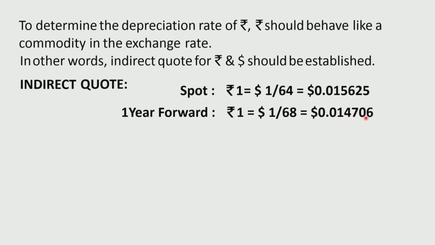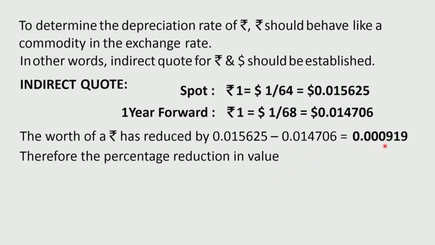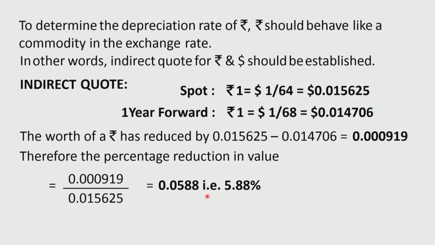And we find that this expected value after 1 year is less than the spot value of rupee. As a result, rupee is definitely depreciating. So we would write the worth of a rupee has reduced by 0.000919. So this is the reduction in the value of rupee on the base value of 0.015625. So the percentage reduction would be 0.0588, that is 5.88%. This is how you would determine the depreciation rate of rupee or the discount rate of rupee.